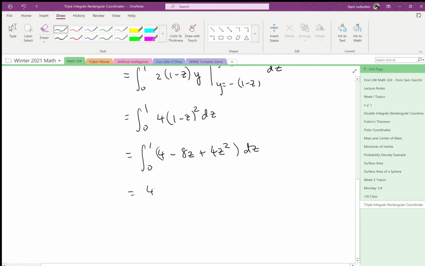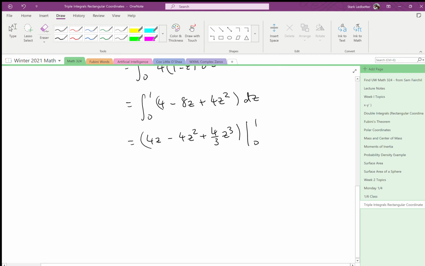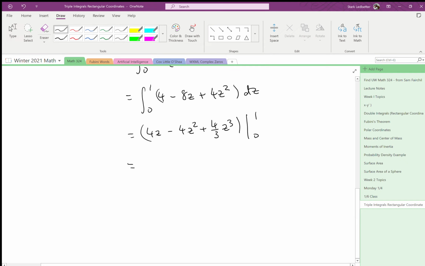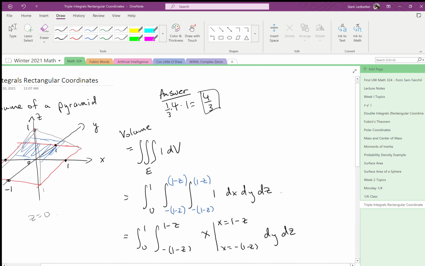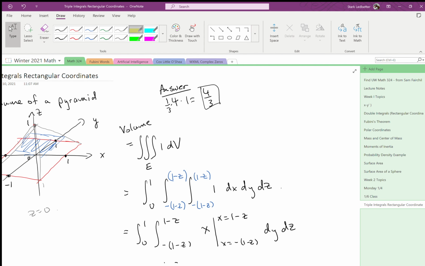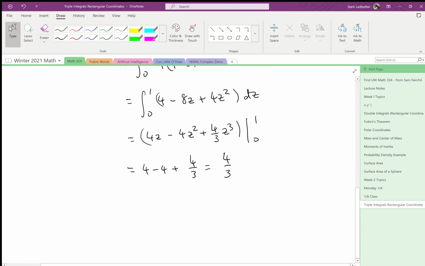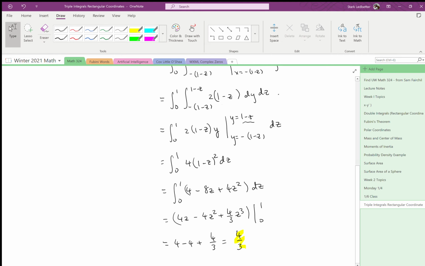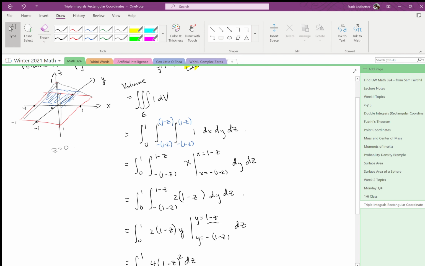Let's integrate that. So this is 4z minus 4z squared plus 4/3 z cubed. And that is going from 0 to 1. So we'll put in 1, we get 4 minus 4 plus 4/3, put in 0, we get 0. So the total answer is 4/3. And we said at the beginning from geometry that that's what we expect. So that's good. We got our 4/3 down here. Okay, so we did it. We did our first triple integral.